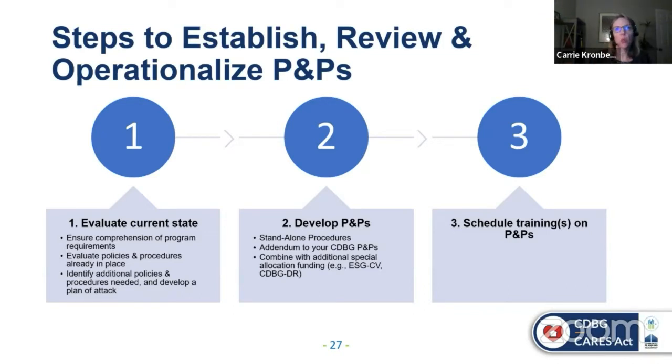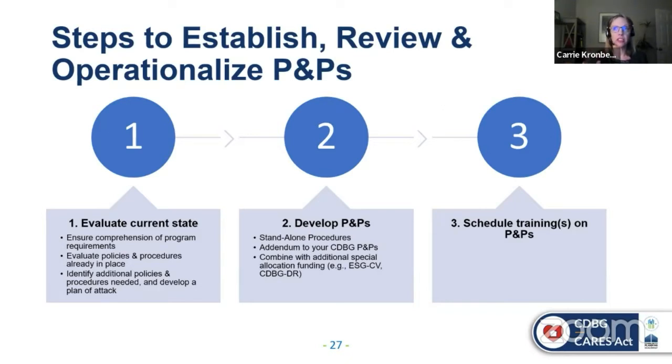And then finally, you don't want to update your policies and procedures for CDBG-CV and then have them sit on the proverbial shelf, right? You need to operationalize those. You need to communicate to your staff about what has changed and what are our policies and procedures around this program. So, identify who is impacted. Of course, that's going to be program staff, but then also, accounting staff might be impacted as well, particularly related to financial management. And then lastly, you just want to develop and implement a training plan to ensure that everyone is trained and understands the policies.